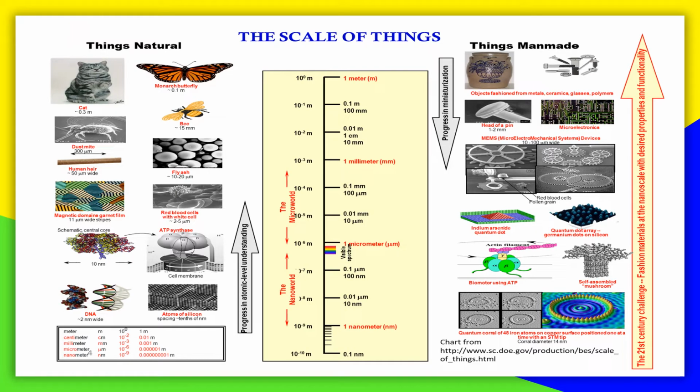Let's enter the nano world. First, let us see the scale of things. On the left side of the scale, you can see the natural living things, from the cat, the butterfly, bee, fly ash, red blood cells, and finally the DNA at 2 nanometers wide. While the right side of the scale shows the man-made articles, from the pot, the head of a pin, microelectronics, and finally at the nano world, quantum corrals and atoms.